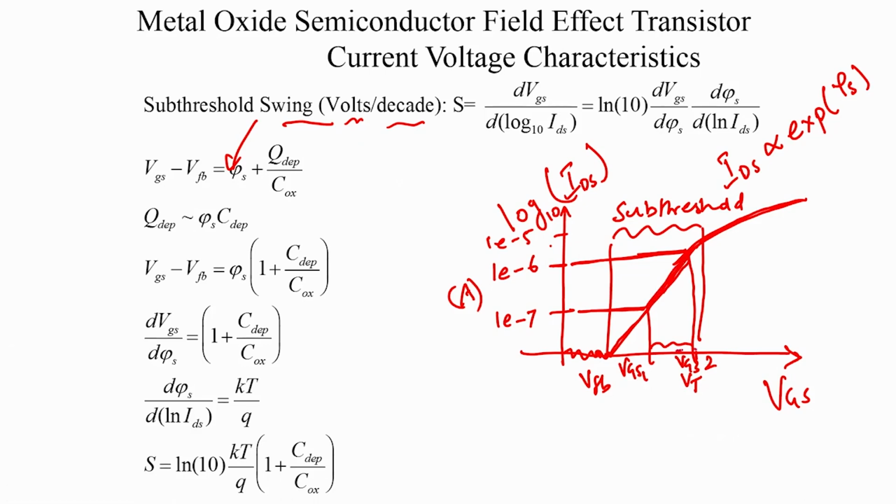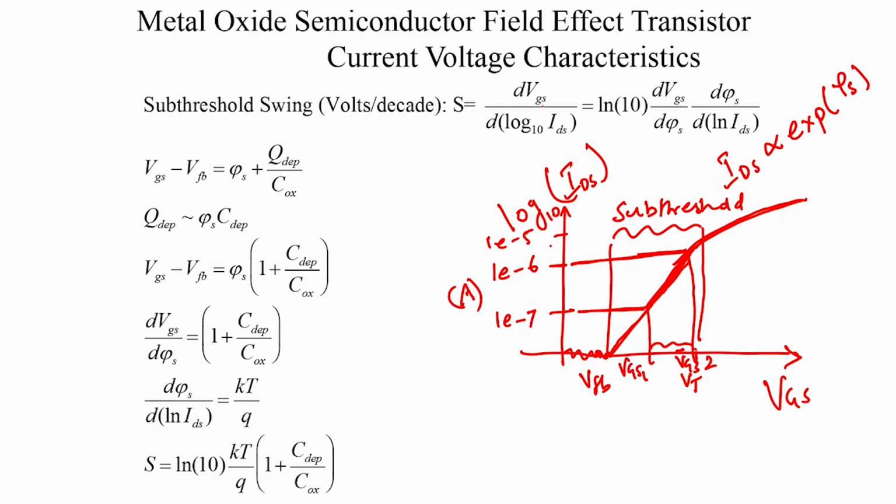This voltage difference divided by this 1 decade is essentially the idea behind your subthreshold swing. How many volts does it take for us to get the current past 1 decade? So, it is the number of volts per decade. On the other hand, the slope is just the inverse, the reciprocal of this parameter. So, it is good to have a better estimate of what the subthreshold swing or the subthreshold slope is.